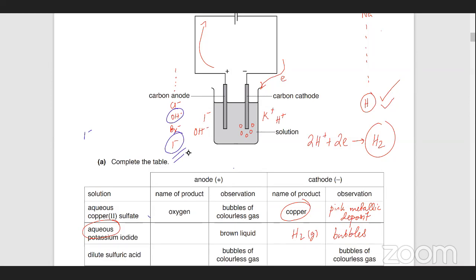And again, group 7 is diatomic. पूरा का पूरा group 7, that's diatomic. So it's going to be 2I-1, which would end up losing 2 electrons. And as a result, it's going to form 2 iodine atoms, which would join together to form I2. So वो जो brown, sorry, yes.